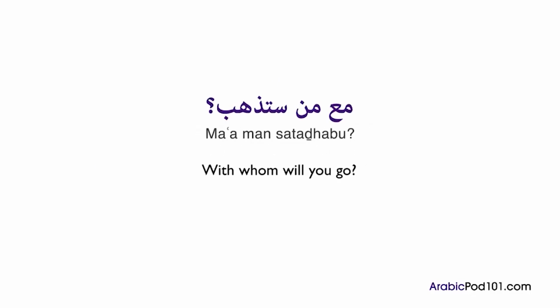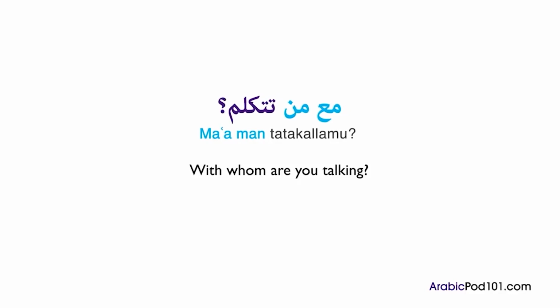In order to say with whom will you go, it will be مع من ستذهب. مع is literally with, so in this case, مع من means with whom. In the sentence, with whom are you talking? You can use the same formula by saying مع من تتكلم.